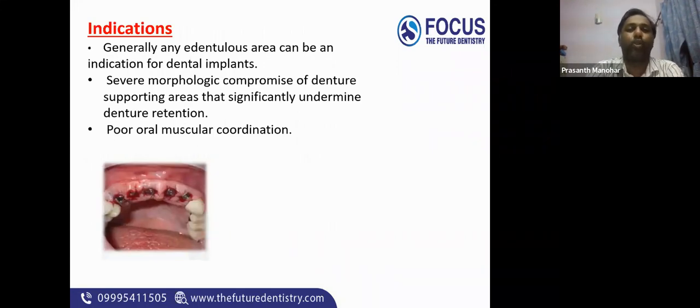Obviously, any edentulous space can be an indication for dental implants. If the morphology of the edentulous space does not support the denture, or if there is not sufficient bone for denture retention, yes, we can go for an implant supported denture. Patients with poor muscular coordination, who will not be able to balance the denture, in such cases we can go for an implant supported denture.